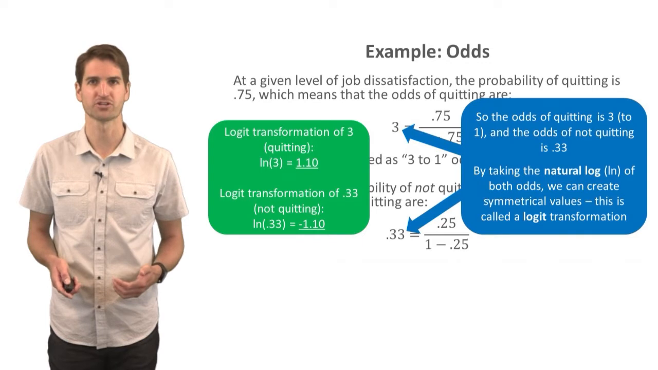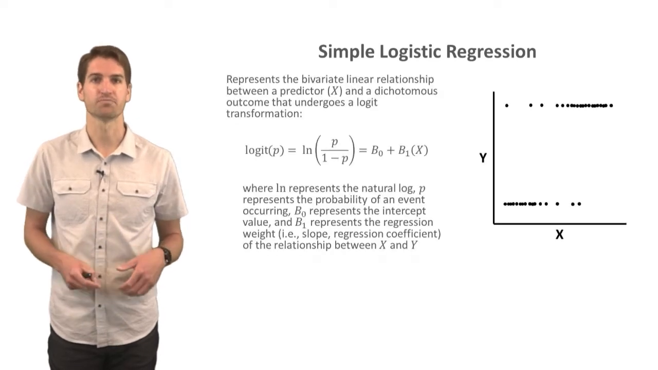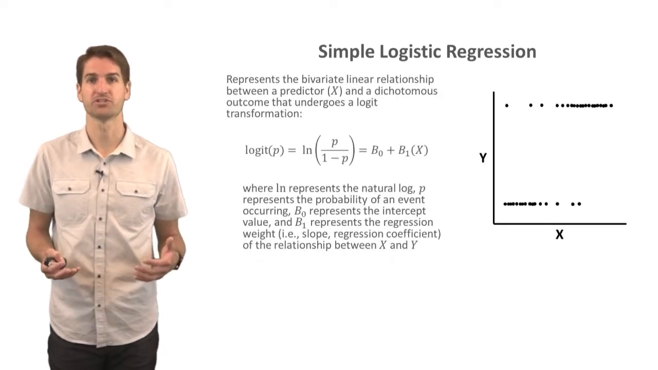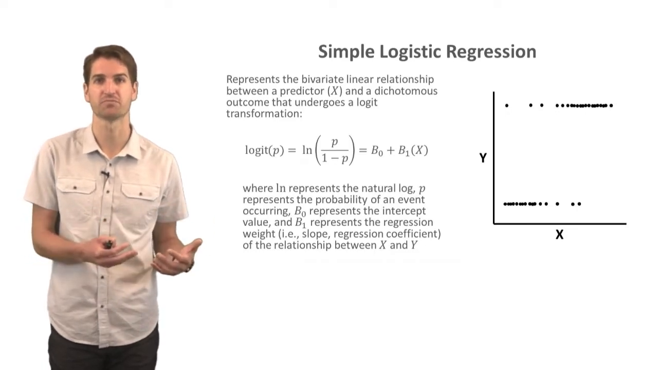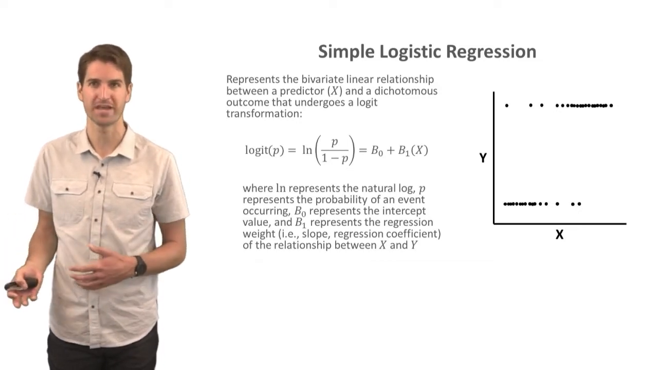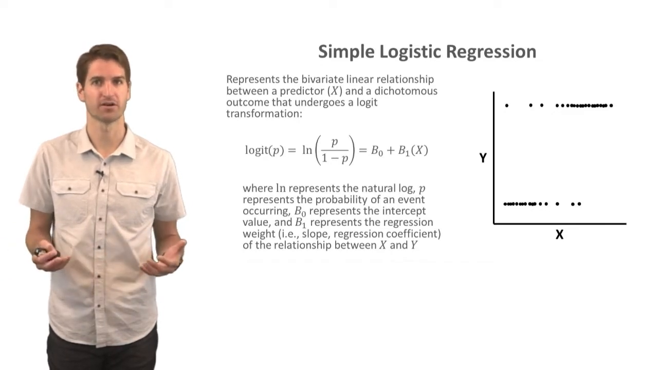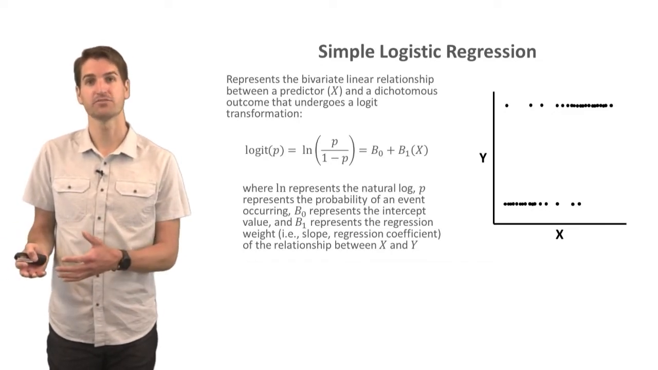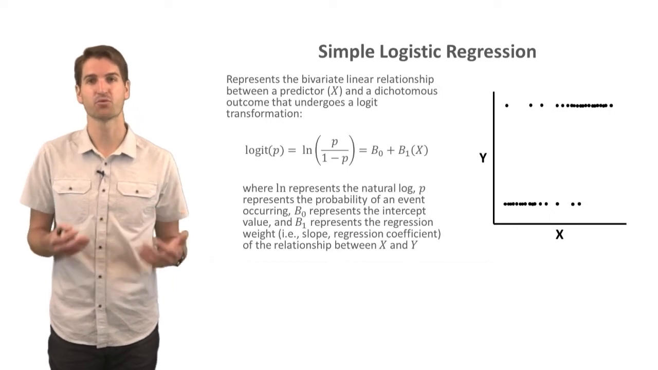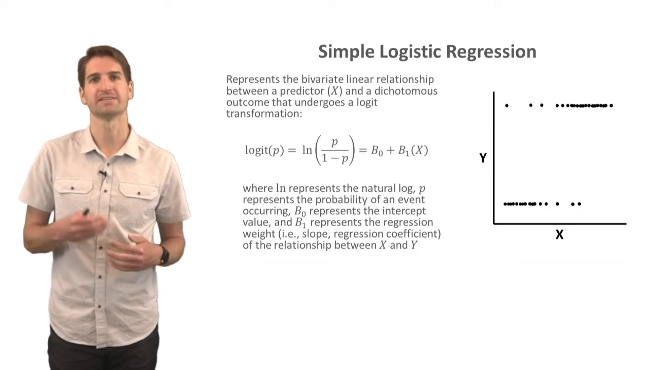So let's walk a little bit deeper into the forest that is simple logistic regression. When you're thinking about a simple logistic regression, remember it represents the bivariate linear relationship between a predictor variable and a dichotomous outcome variable that has undergone a logit transformation. As you'll see in the plot to the right here, there's an x value and a y value. Notice how for the y value, there are really only 2 levels here. We have the lower level and the upper level here.